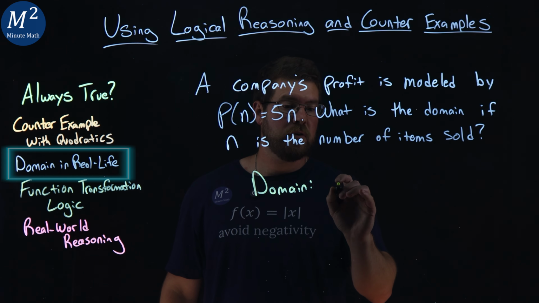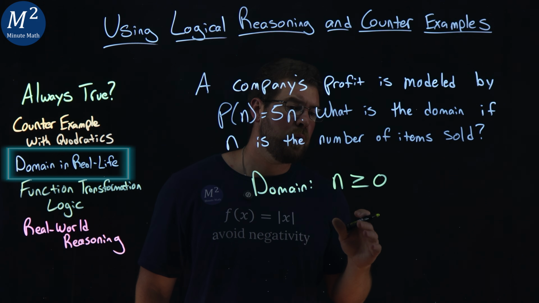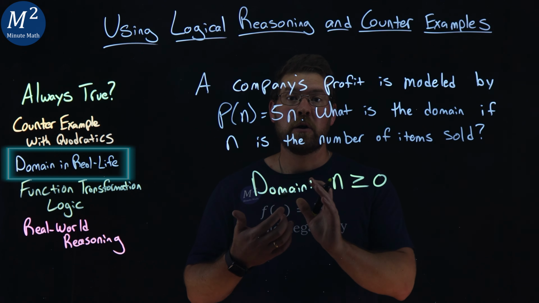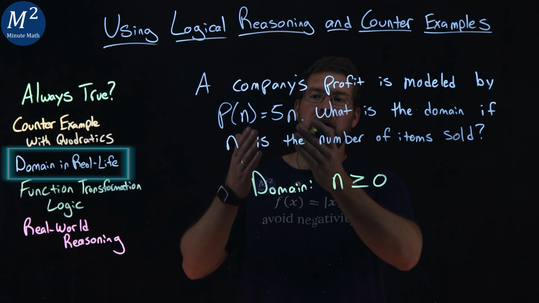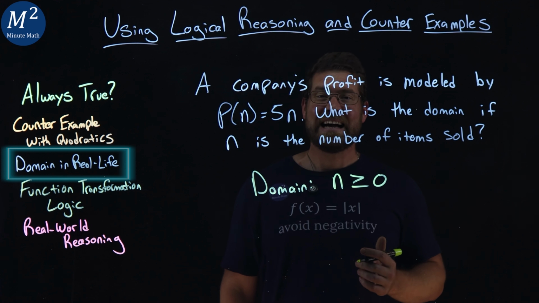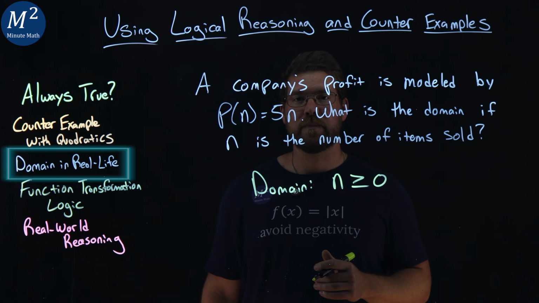And so our domain here is going to be where n is greater than or equal to 0, showing that the number of items can equal 0, as well as can be greater than 0, and that is our domain for our company's profit model, P of n equals 5n, if n is the number of items sold. Again, the domain is n is greater than or equal to 0.